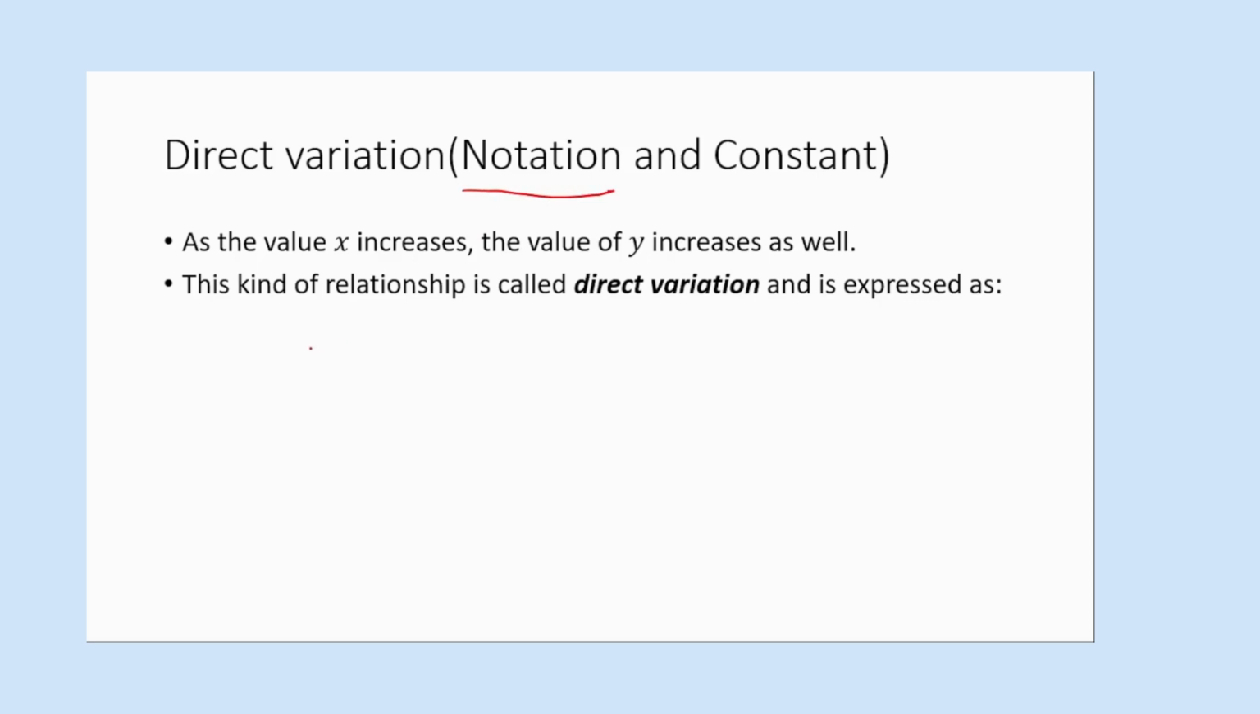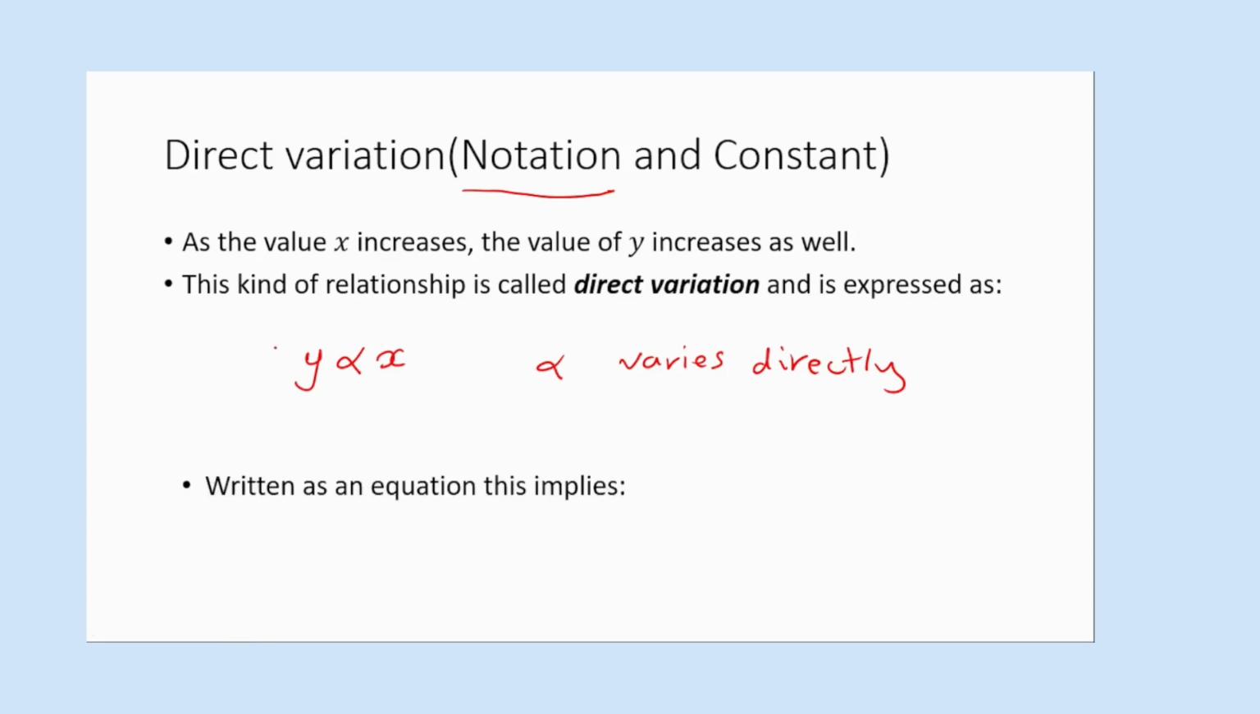So there is a symbol that we use. So we would say y varies directly as x. So this symbol here means varies directly. We would also want to express this type of relationship in equation form. So if we want to express it in equation form, this will imply that y will be equal to kx, where k is a constant and this constant is greater than 0. So this k, which is a constant, is what we're calling the constant of variation.